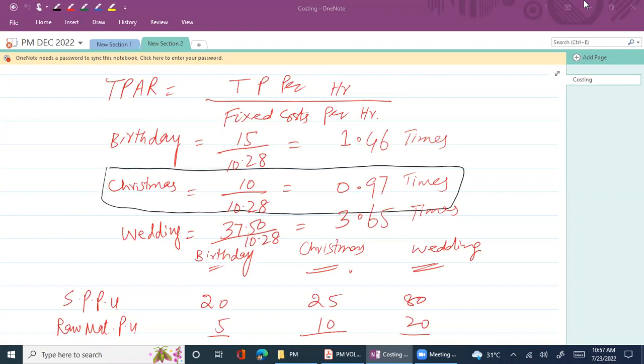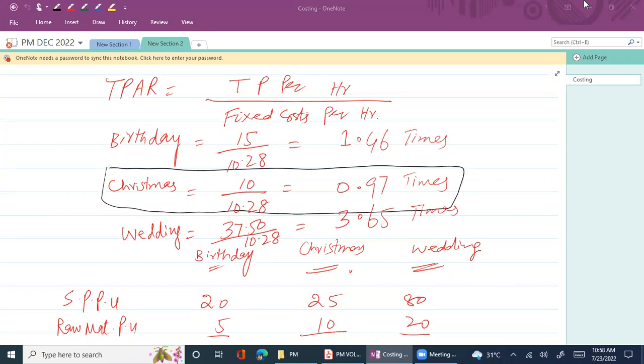So first of all, the opinion which suggests that this should be continued because in case of absence of Christmas cake, the fixed cost will have to be borne by birthday and wedding cakes. We are not following the traditional school of thought, the traditional accounting system, which is absorption. If we were following that, then you could say that.